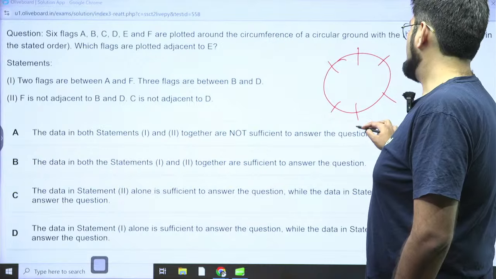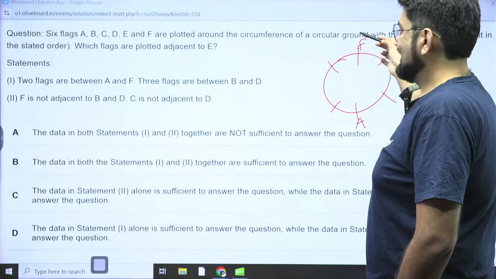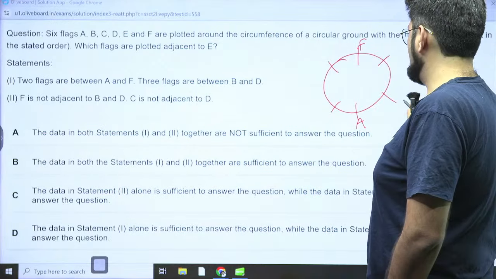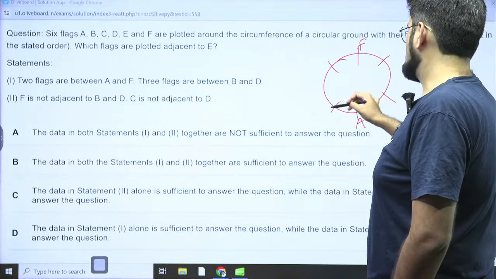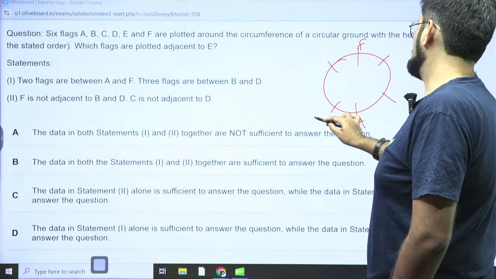We'll start with, let's say, A here. So 2 and 2, F will be here. And 3 are between B and D. So now if B is here, 1, 2, 3, D will be here. B is here, 1, 2, 3, not possible. So B and D have to be here. There's no other option.